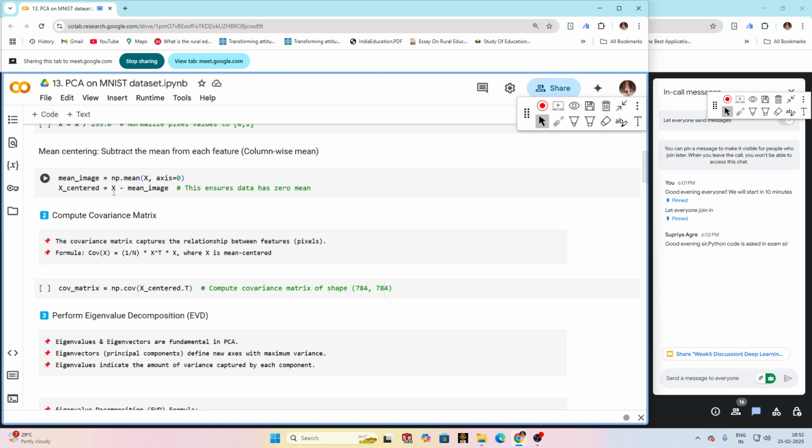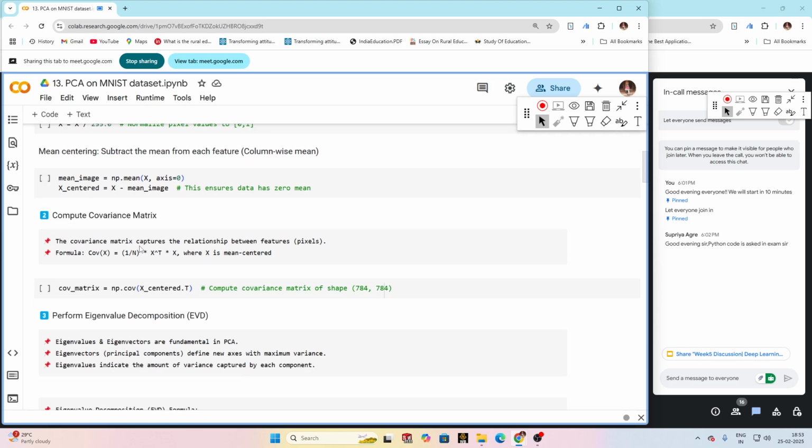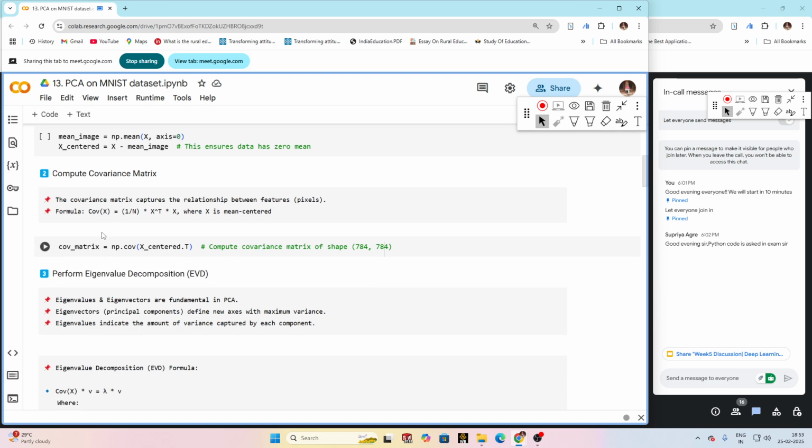That is, we are just subtracting the mean of the image, so that our data will have zero mean. This ensures that the data will have zero mean and our covariance matrix will be easily calculated. So that is why we have centered the data. Two steps we have done. First, we have normalized the data, and second, we have centered the data so that the mean is zero. After that, we calculate the covariance matrix to capture the relationship between the features. Because we have 28 into 28, that is 784 features.